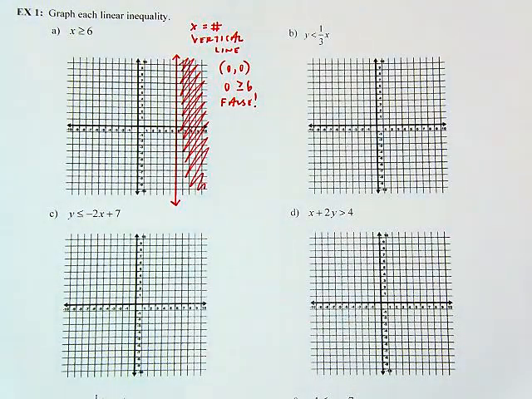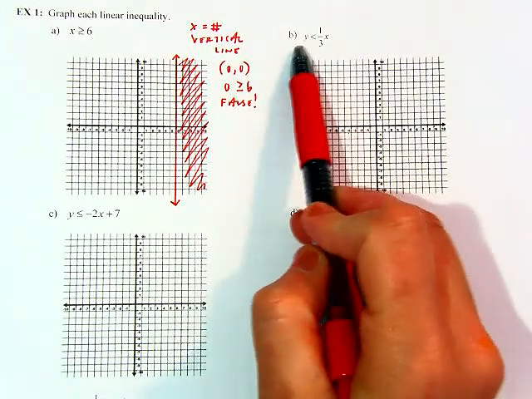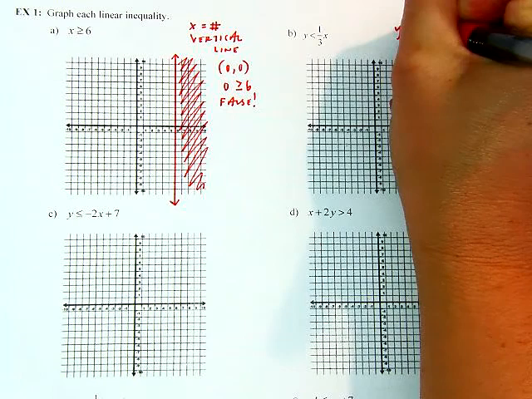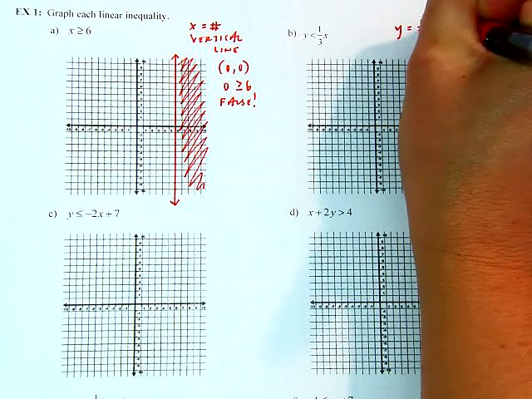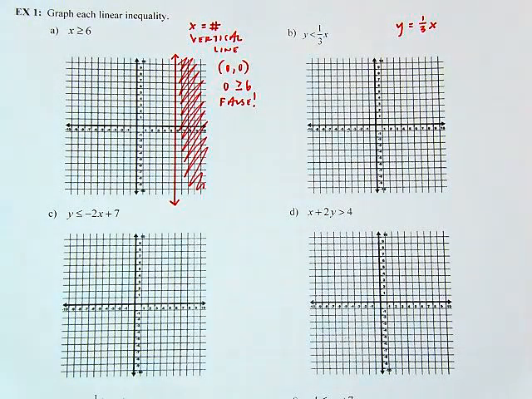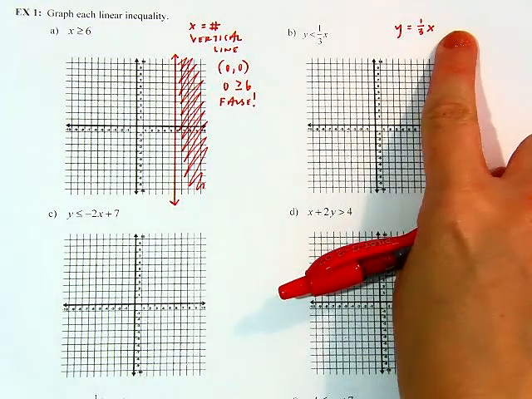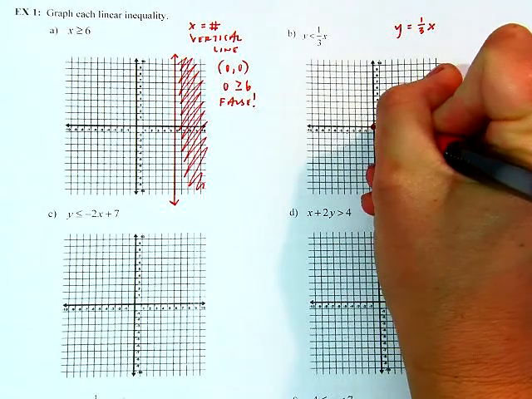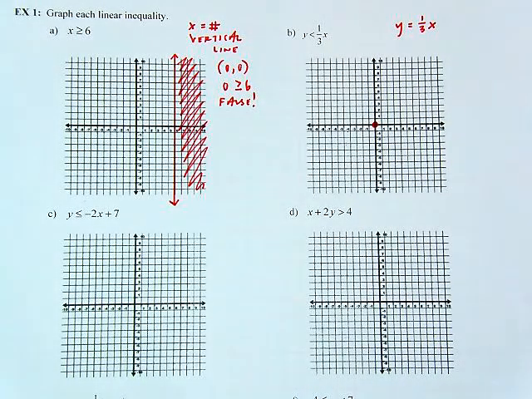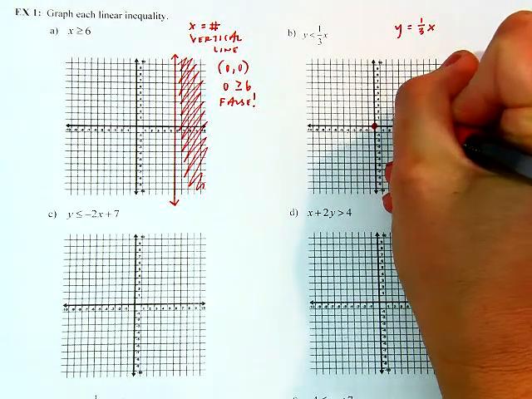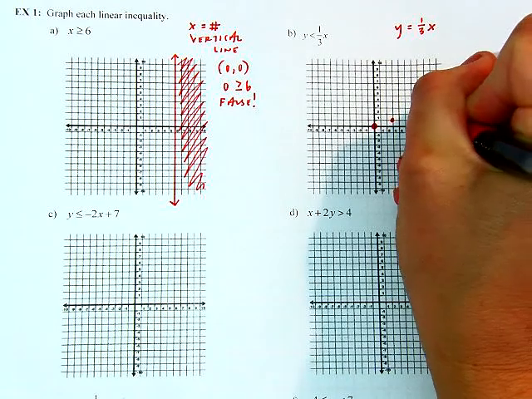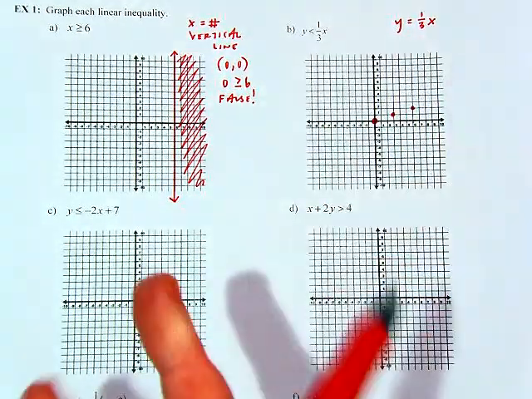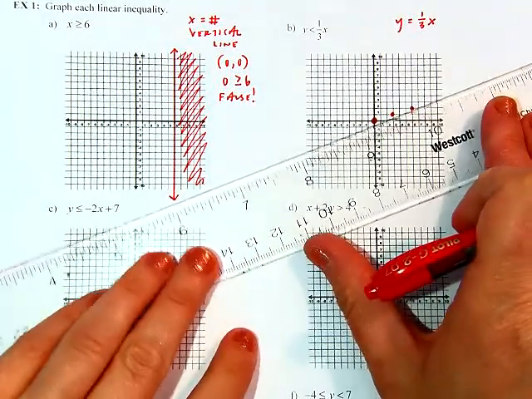All right, my next one, I have two variables. So this will graph as a line first as y equals 1/3 x. So how would I graph that as a line? I have a y-intercept of 0. There's nothing attached here, so my y-intercept is 0. I'm going to drop my anchor at the origin, and then my slope is 1/3. So up 1 and right 3. And I know that it's less than, not equal to, so that line portion is dotted.